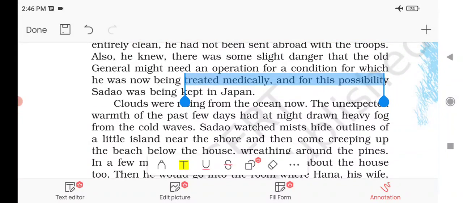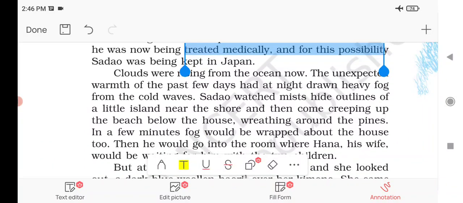He was not sent with the troops, those who were fighting the war, right? Because a doctor will always be required in a war, because war means casualties, injuries, right? That is why we need them. War is very dangerous. It should be avoided as much as possible.